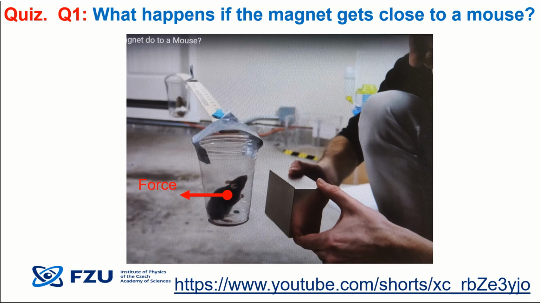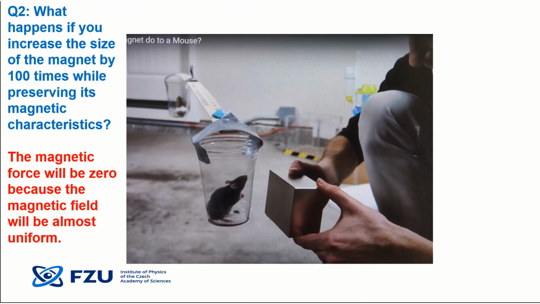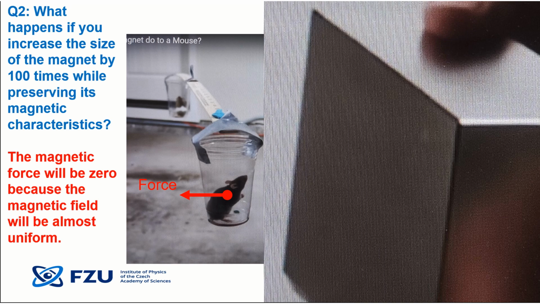The next question: what will happen if we make the magnet bigger while preserving its magnetic characteristics? Let me answer. The magnetic force will disappear because it comes from the magnetic gradient. When the magnet is much larger than the mouse, the magnetic field becomes practically uniform and the magnetic force is zero.